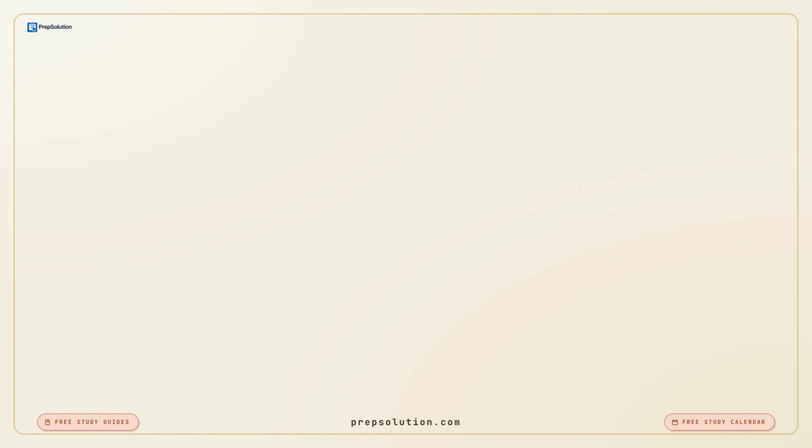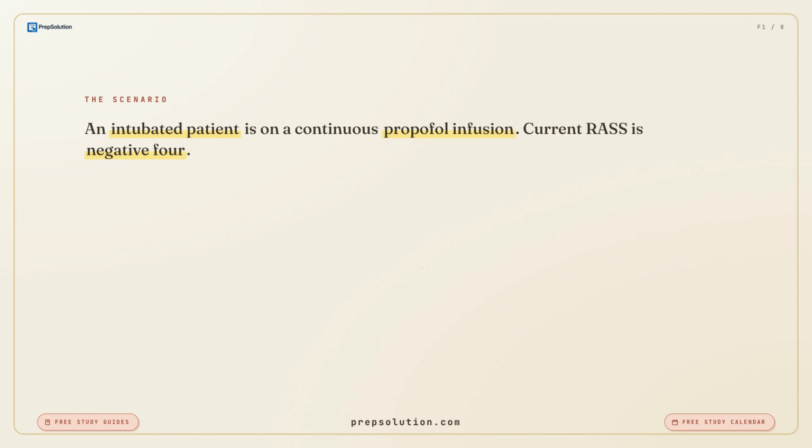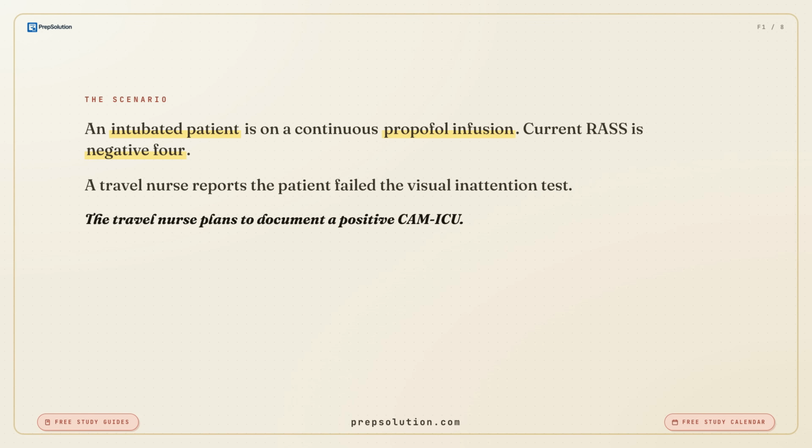Here is the scenario. An intubated patient is on a continuous propofol infusion. Current RASS is -4. A travel nurse reports the patient failed the visual inattention test. The travel nurse plans to document a positive CAM-ICU. Two pieces to hold side by side.